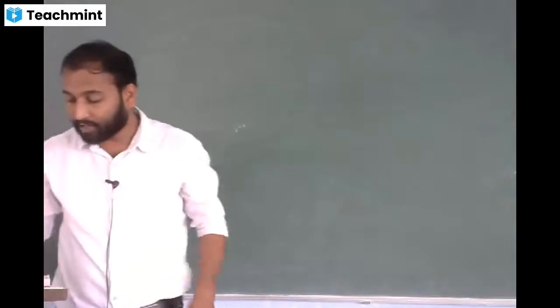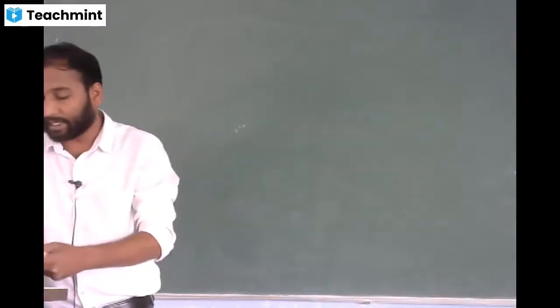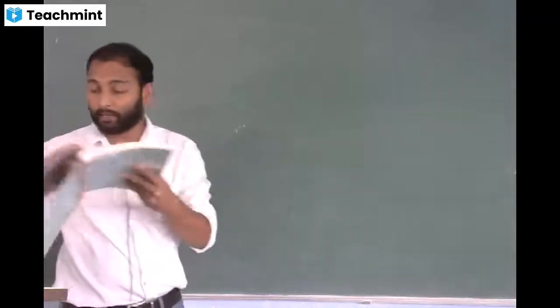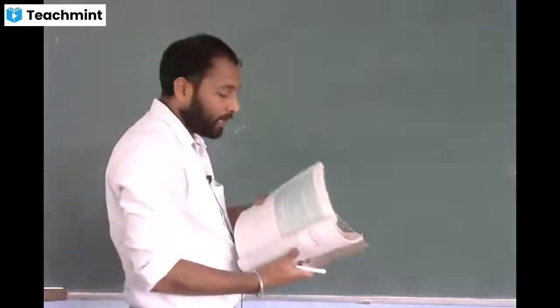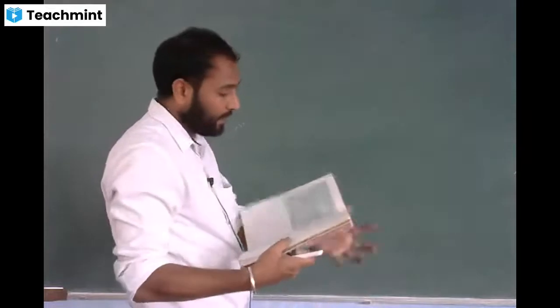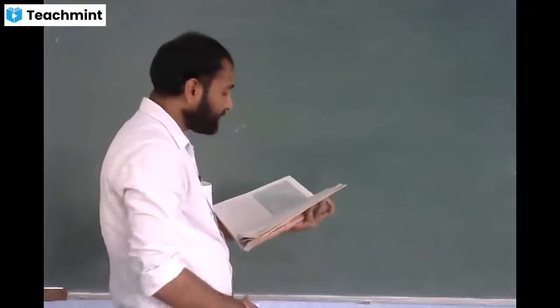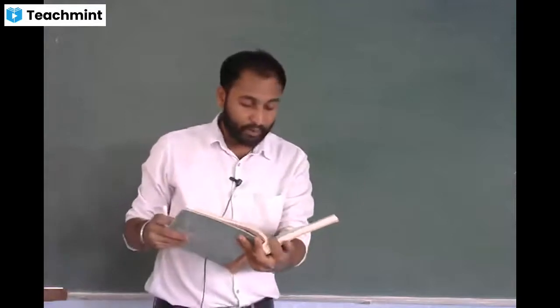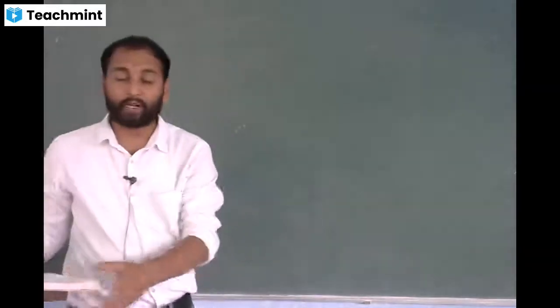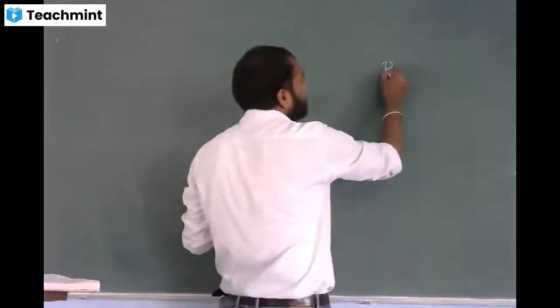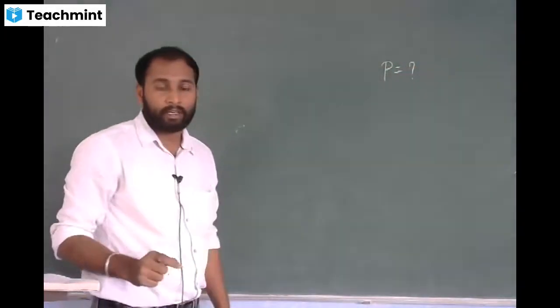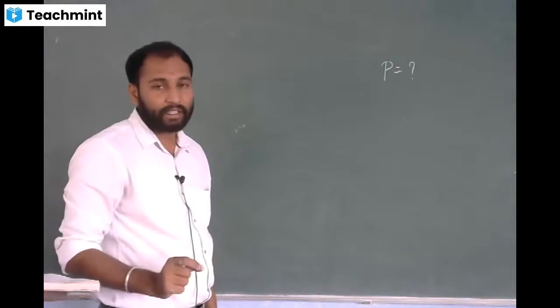The far point of a myopic person is 80 centimeter. So here the person is suffering from myopia again. The far point of the myopic person is 80 centimeter in front of the eye. What is the nature of the power of the lens required to correct the problem? So we have to calculate the nature of the power of the lens.